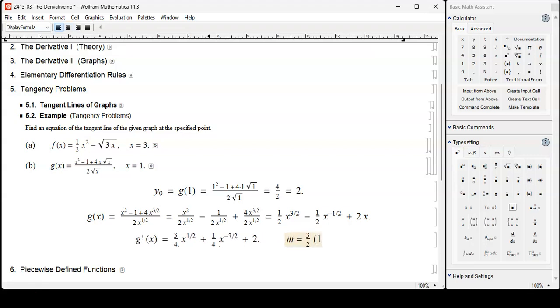Three-fourths times 1 to the 1/2 power. That's 1, so I don't have to worry about it. 1/4, and then 1 to whatever power. That's going to be 1 plus 2, and that is, what is it? Oh, excuse me. 3/4 plus 1/4, that's 1. Oh, m is 3.